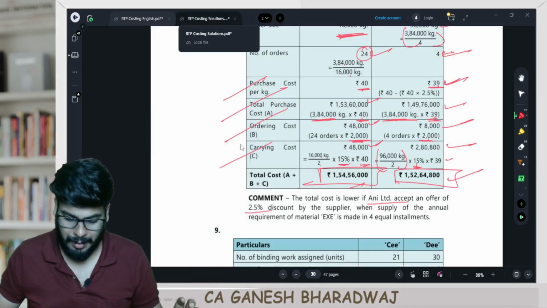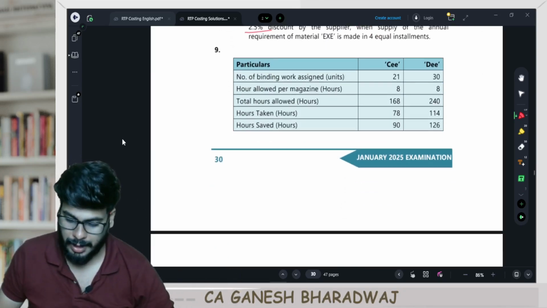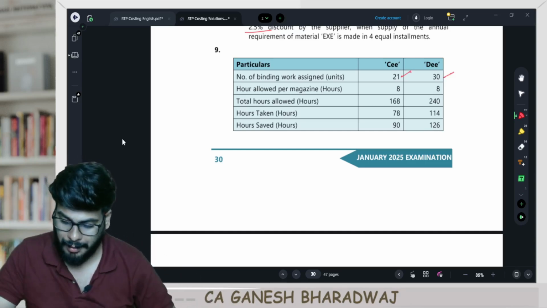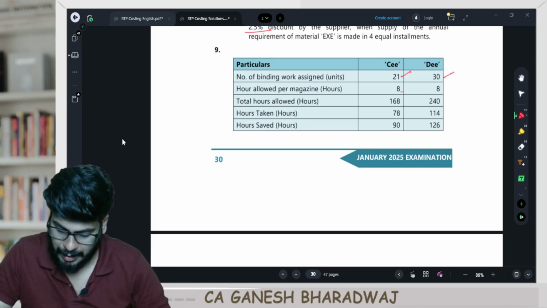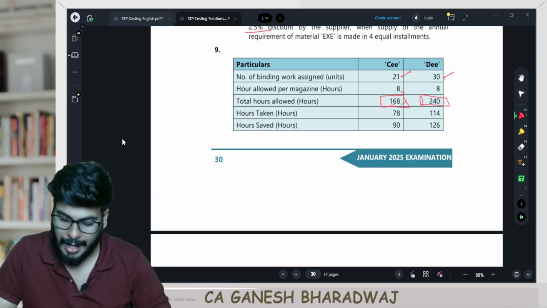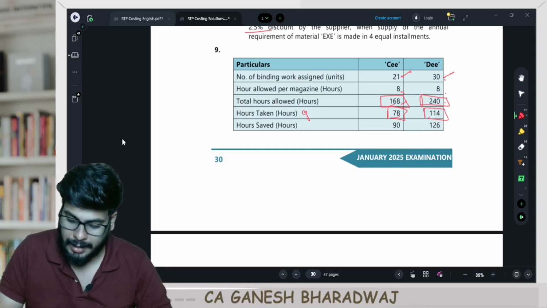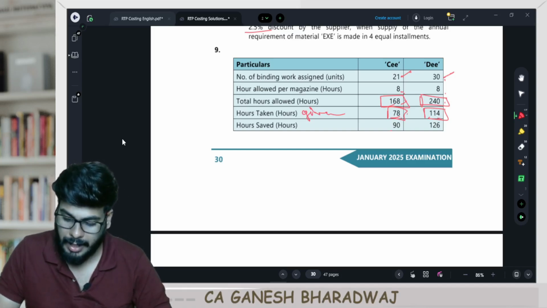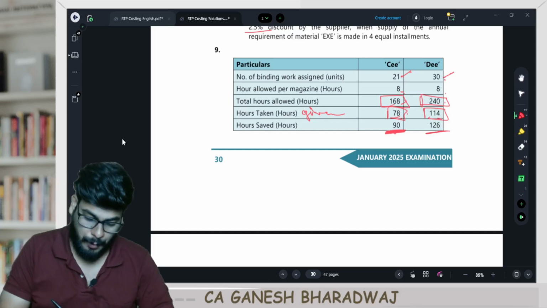The calculations are simple. All you need to do is find out how much extra the company is paying, because of this mistake. Now, C and D, each of them were given how many magazines to work on? 21 magazines and 30 magazines respectively. Per magazine, they were allowed to take 8 hours. So the total time allowed is going to be 168 and 240 respectively, 21 into 8 and 30 into 8. Actual hours taken, given in the question, are 78 and 114. The hours saved is 168 minus 78, which is 90, and 240 minus 114, which is 126 hours.